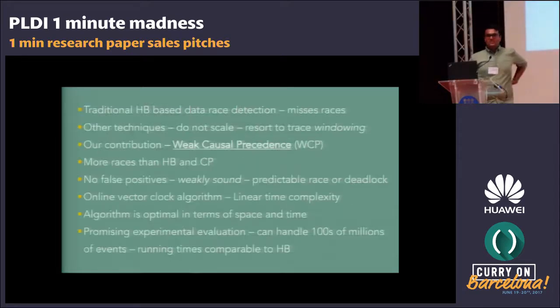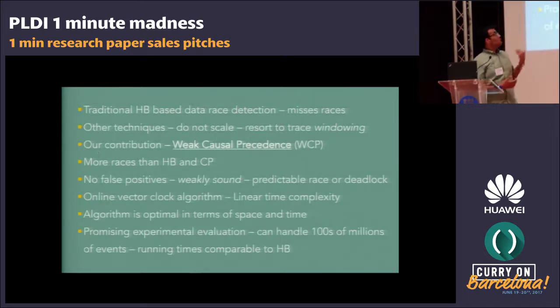Traditional sound race detection techniques based on the happens-before relation are known to miss a lot of races. Other techniques that try to overcome this shortcoming often tend not to scale because they're not linear time like happens-before, and they have to resort to what is called windowing. That is not desirable because that can also miss happens-before races.